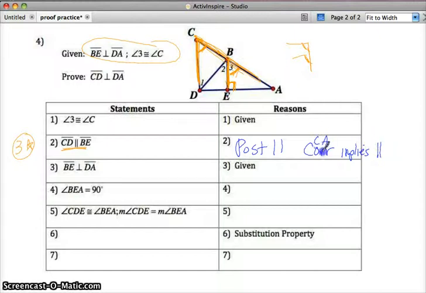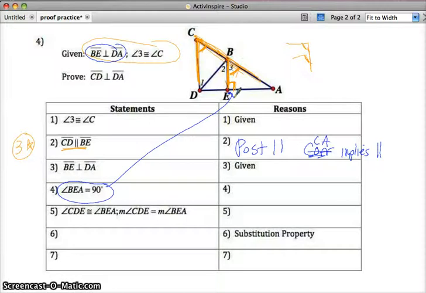So corresponding angles implies parallel. That's postulate 11. And then what else was given? Segment BE was perpendicular to segment DA. Well, what did I mark right there immediately? I marked that 90-degree angle in that corner.